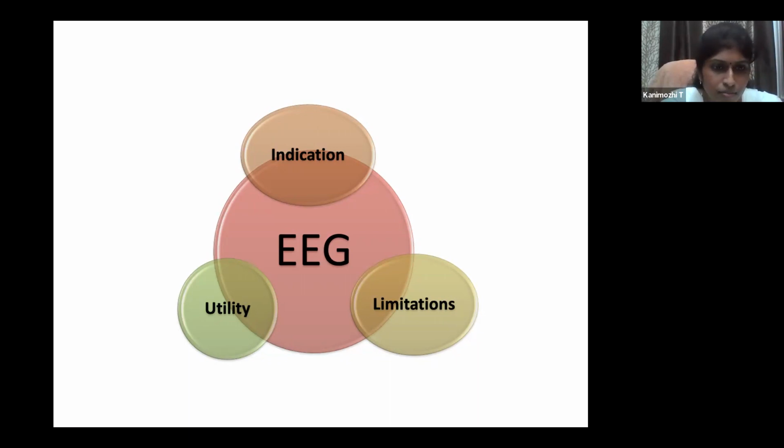Then the utility. Why do we do an EEG? It is to support the diagnosis of epilepsy or the epilepsy syndrome, determine the type of seizure or the epilepsy, and find out the risk of recurrence. Also, while discontinuing the treatment, it is helpful if we do a repeat EEG at that point of time.